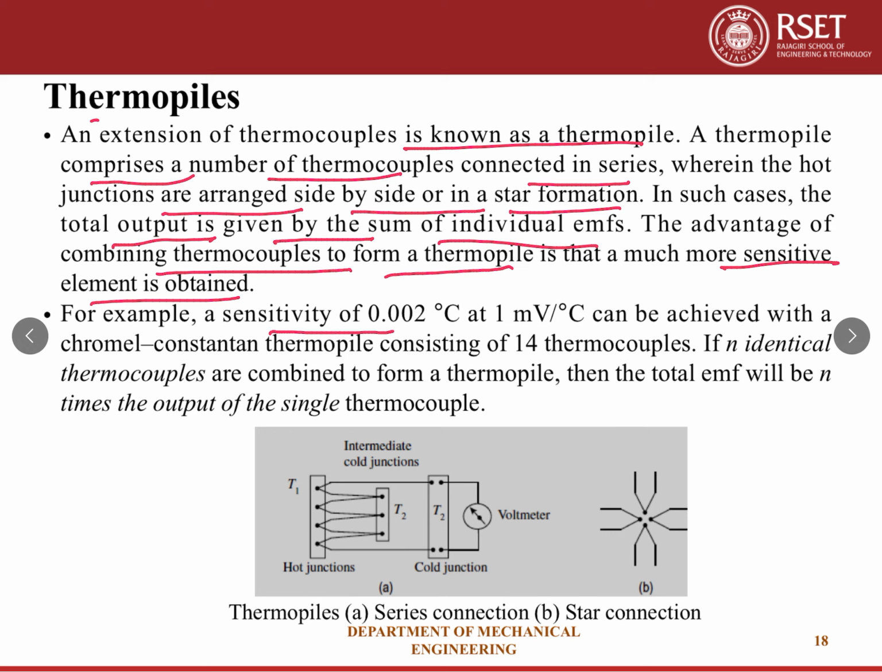For example, a sensitivity of 0.002 degrees Celsius at 1 milliwatt per degree Celsius can be achieved with a chromel-constantan thermopile containing 14 thermocouples. If n identical thermocouples are combined to form the thermopile, then the total EMF will be n times the output of a single thermocouple. Here we can see 1, 2, 3, 4, with their junctions combined together. One junction is at T1 and the other at T2, so the output is the sum of the EMFs, which is more sensitive to temperature variation.